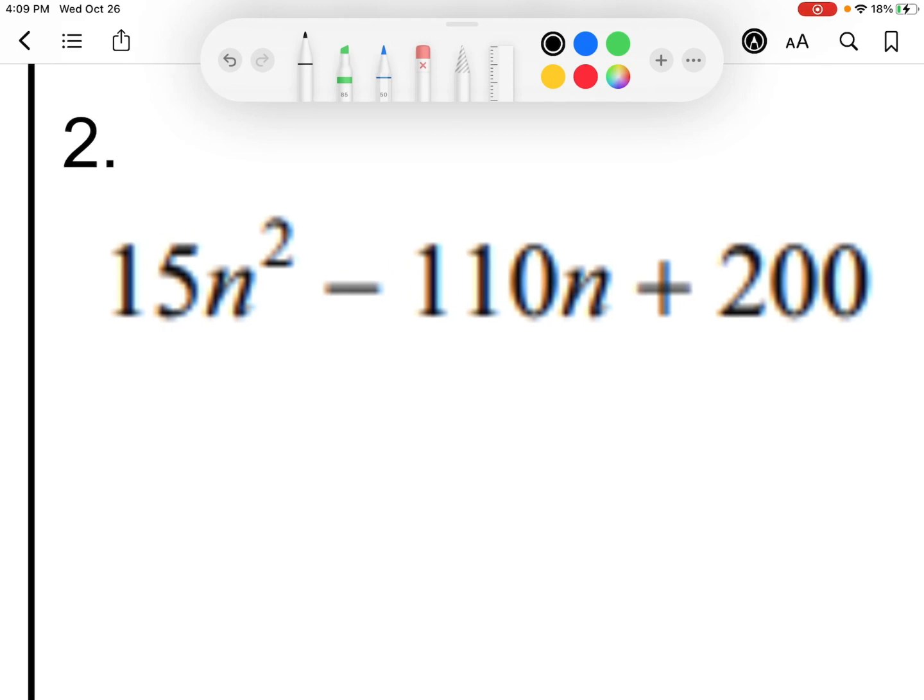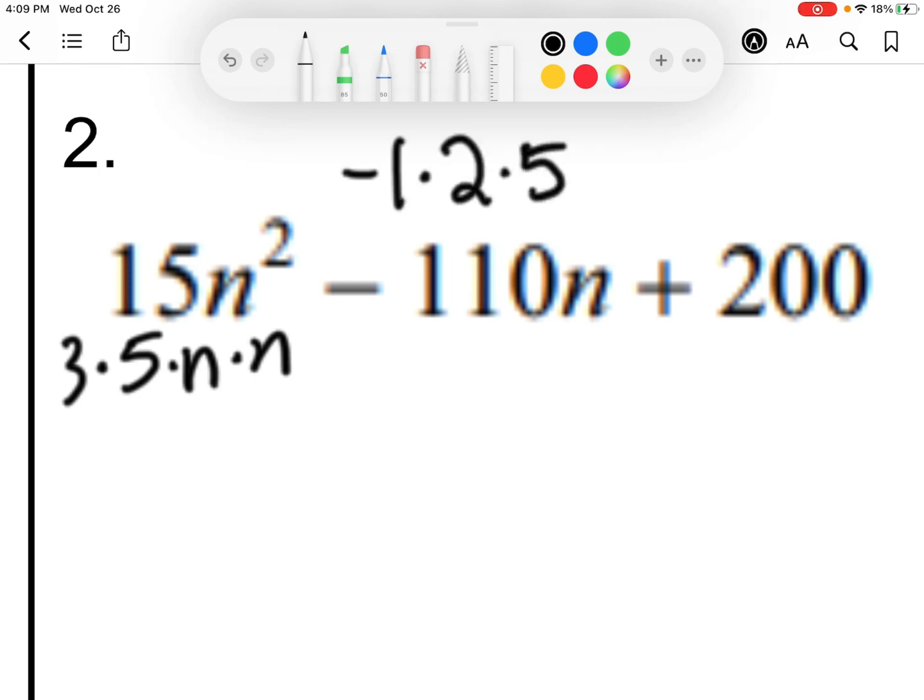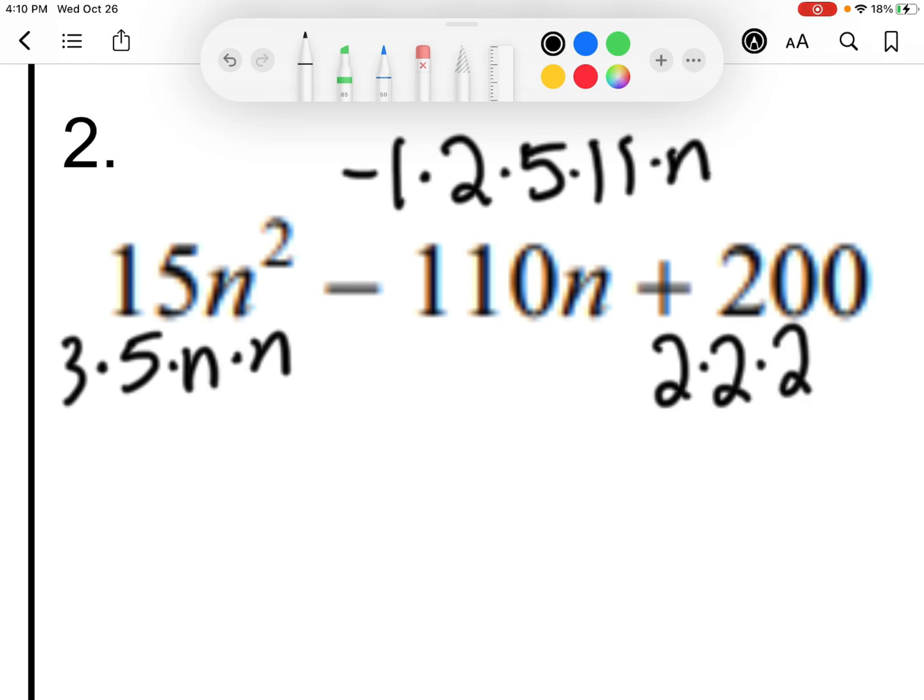So when we do greatest common factor, we are breaking each of them down. So we should have 3 times 5 times n for 15n squared. Negative 110n, we should have negative 1 times 2 times 5 times 11 times n. And 200, we should have 2 times 2 times 2 times 5 times 5.